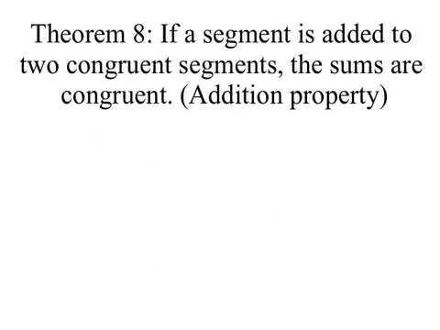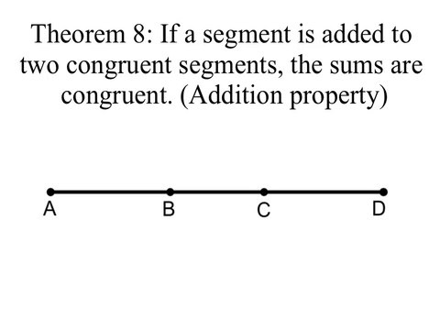And here's theorem 8. If a segment is added to 2 congruent segments, the sums are congruent. This is also part of a series of theorems that are related to something called the addition property. In order to add the same segment to 2 congruent segments, they must be arranged something like this. Our congruent segments are given as AB and CD, now shown in blue. The segment we're adding to each one, of course, is segment BC, shown in orange.